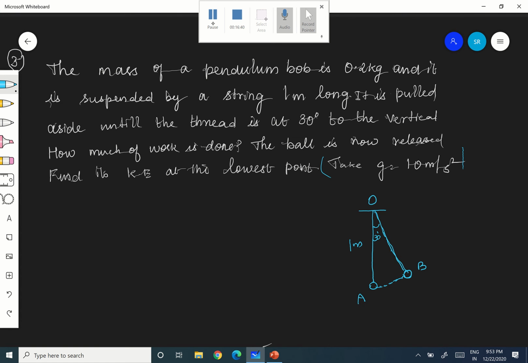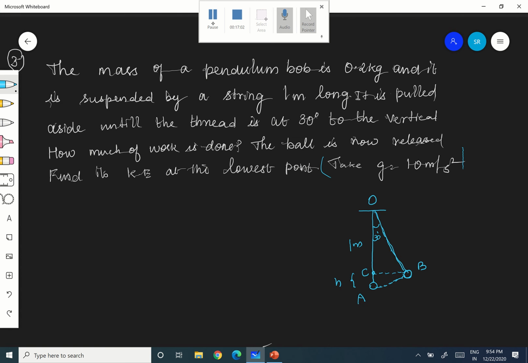I am taking the bob and raising it to a certain height. Let that portion be C. Therefore, AC is the height through which I am elevating the bob. Initially it was at O.